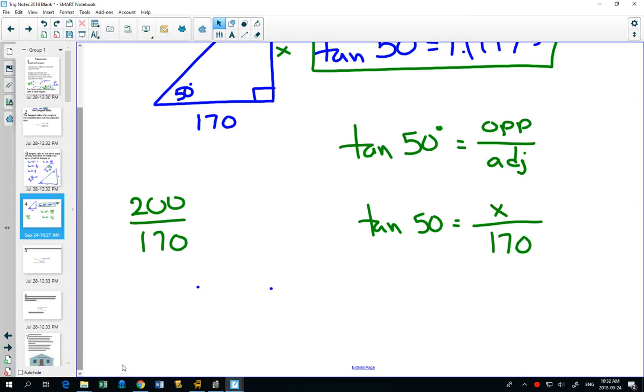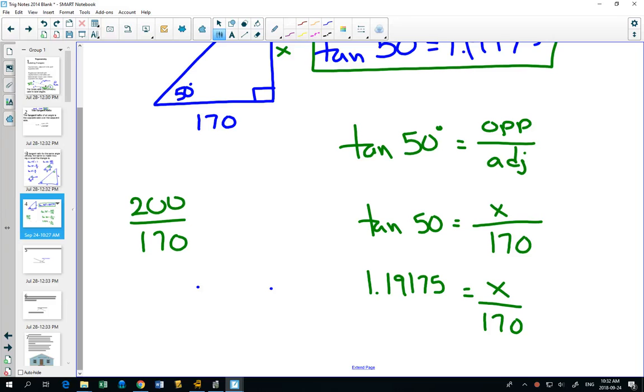How could we use our understanding of ratios here? We know it has to be 1.19. We know that this over this, because our calculator tells us this is 1.19175. If you used algebra, how could I get x by itself? Multiply both sides by 170.